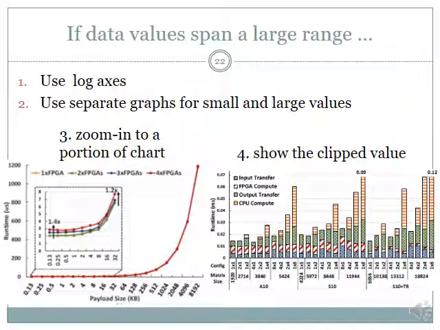Another thing is sometimes only a few values may be large, so you can show them as clipped values. So here they have shown that these values are actually exceeding this range. That's why they have just directly written the number here, so that they don't have to use a higher range.